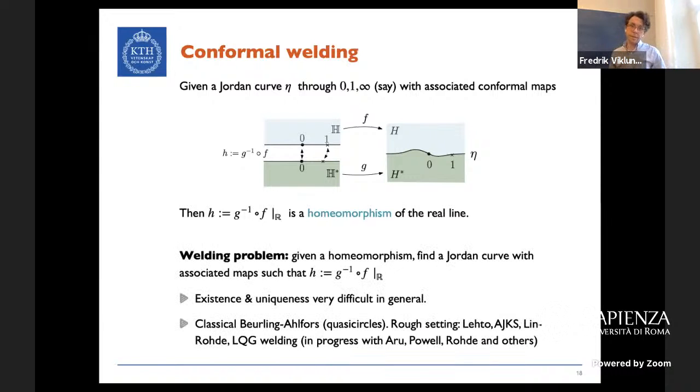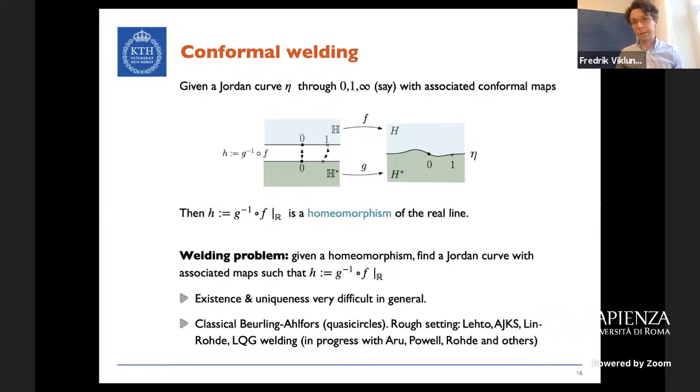This is also a classical idea in geometric function theory, and also a very interesting story. But let me just say that existence and uniqueness are very difficult in general. So this is somehow not known. Also a little bit similar to the Loewner equation. In fact, the Loewner equation is closely related to this. The classical setting is when this homeomorphism is quasi-symmetric. This was treated by Beurling and Ahlfors, I guess in the 50s already. And then you can always solve this welding problem, and the welding curve is a quasi-circle.